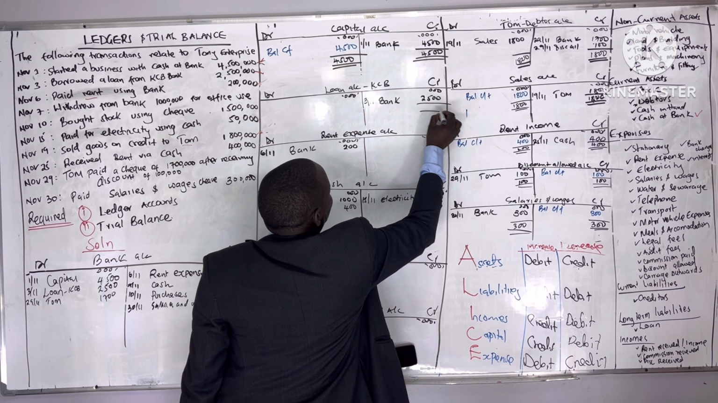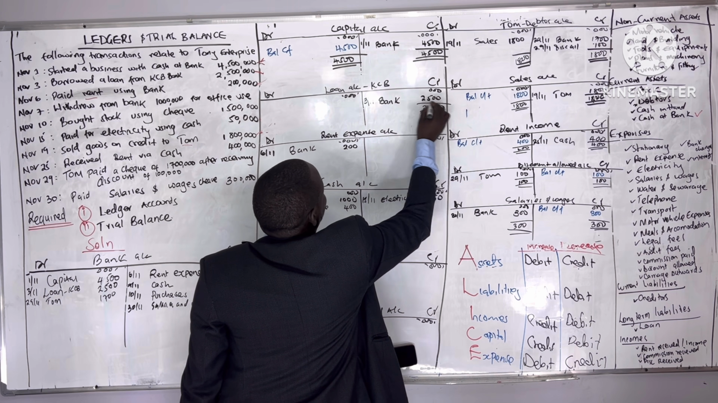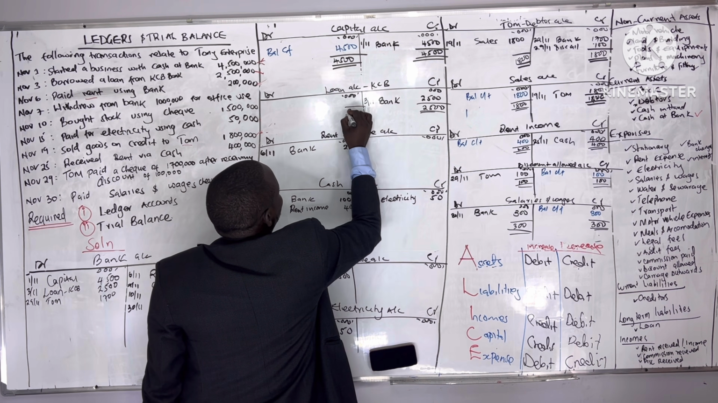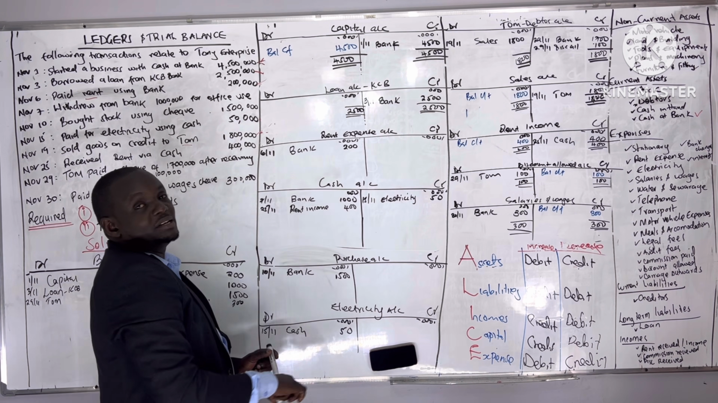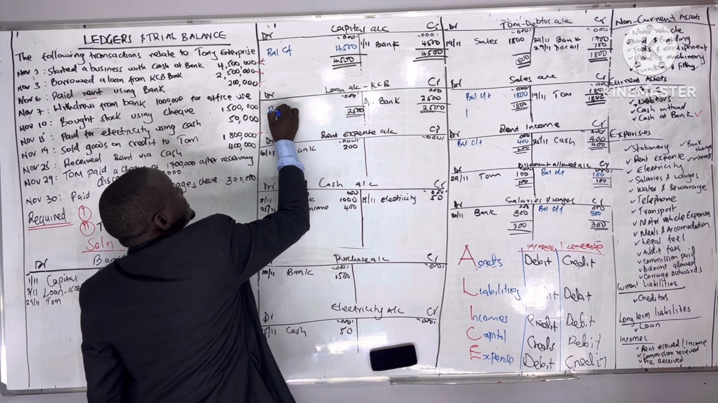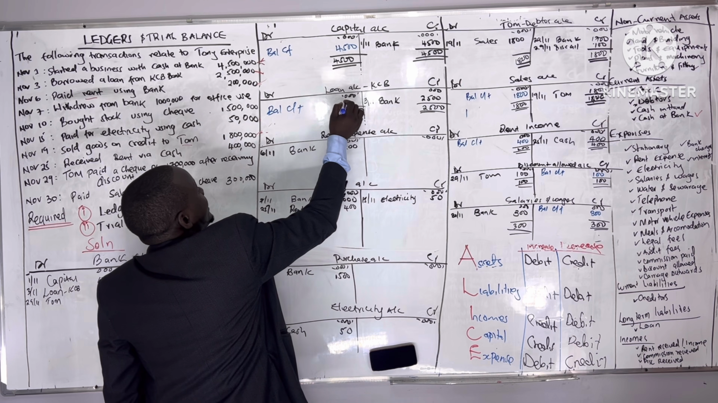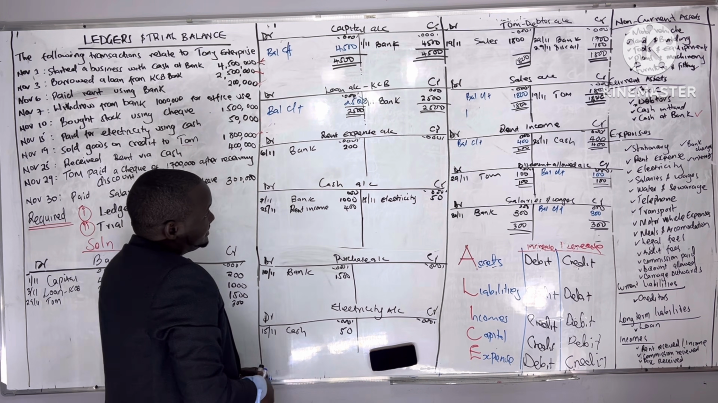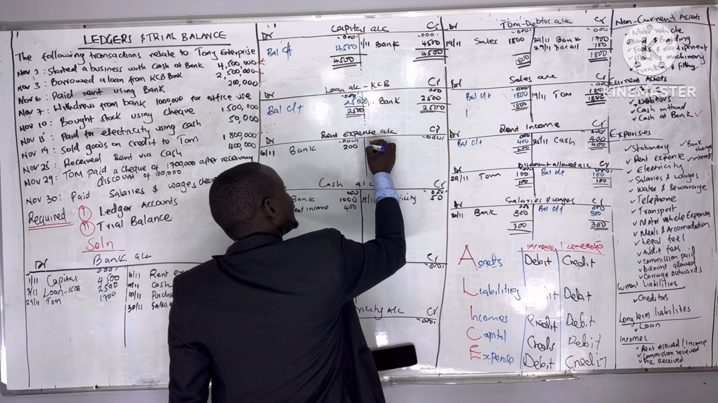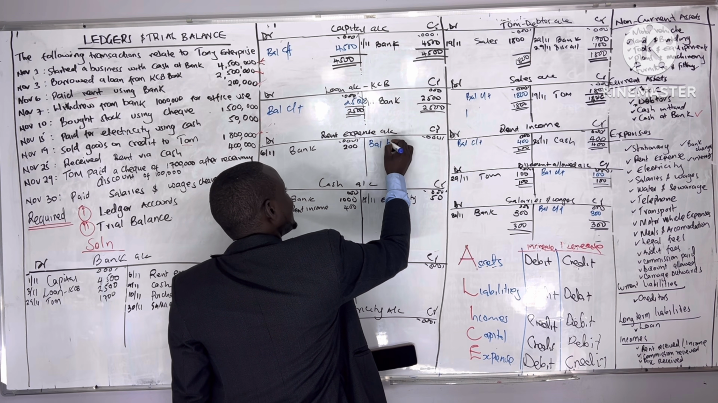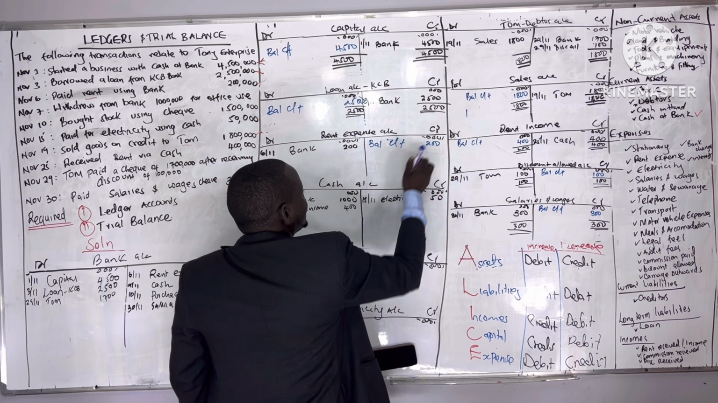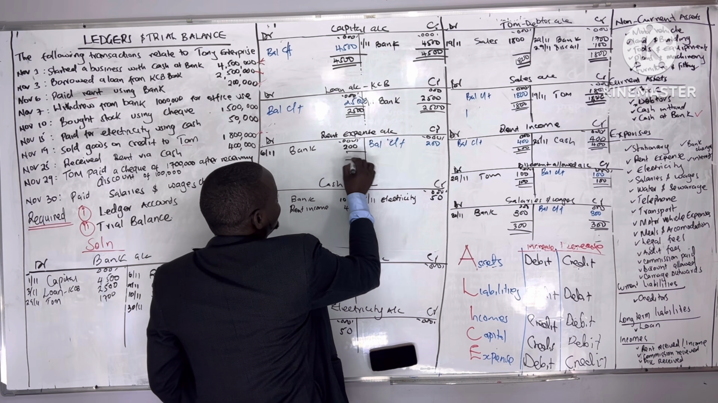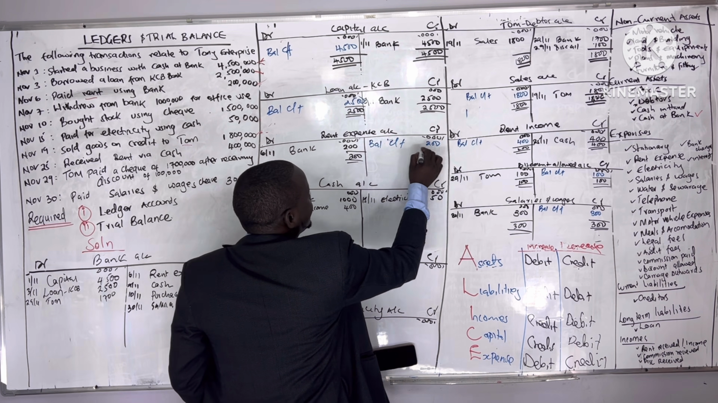The total here, 2,500. I want this side to be the same, 2,500. That means our balance carried forward is 2,500. The same again here. I want these sides to have the same balance. Balance carried forward, 200. This we shall have 200.